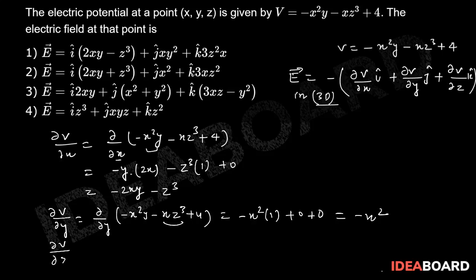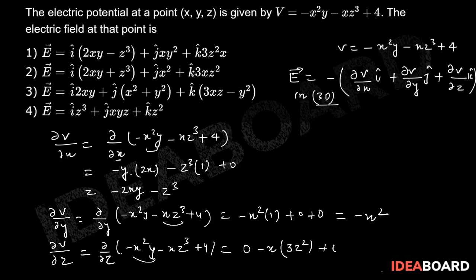And ∂V/∂z: see the function ∂/∂z of (-x²y - xz³ + 4). Again, z will be the only variable. Apart from z, everything will be treated as a constant. So here this term will give you 0, -x as a constant will be outside, z³ will give you 3z², and of course this 4 is going to give you 0. So -3xz², correct?